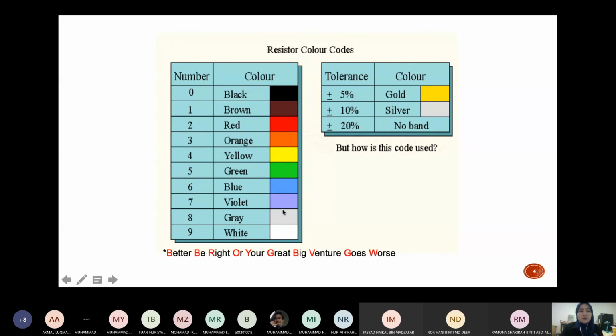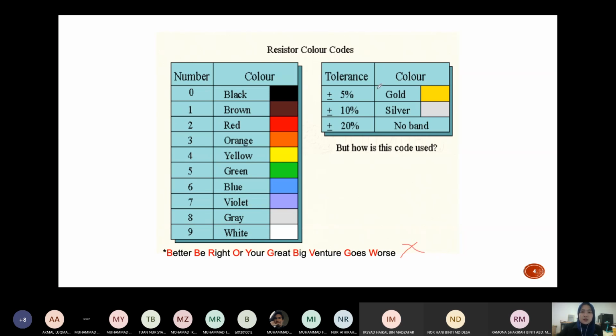Over here the slide already gives you a hint to remember the value for these color codes. In English you can use this one: better be right or your great big venture goes wrong. But if you can remember the values, then you don't need to use this.